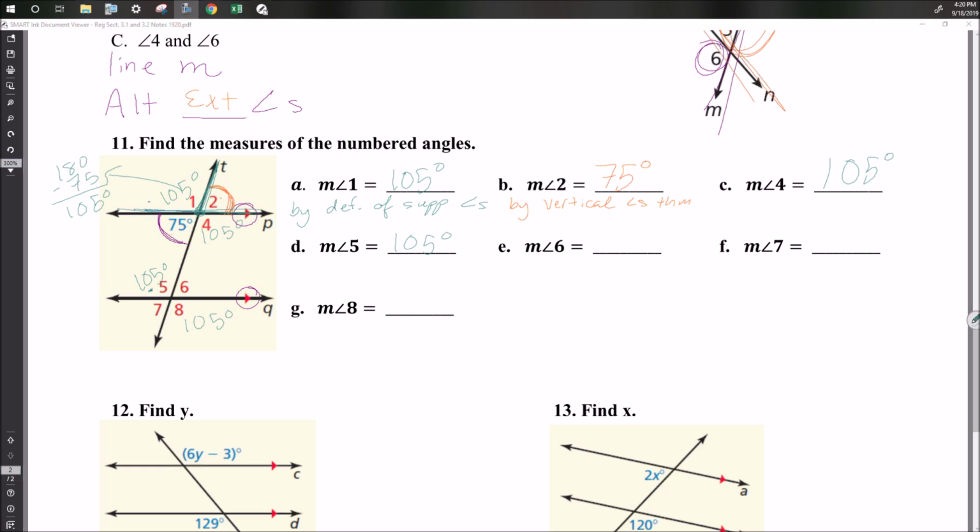I could also look at angle 1 and angle 8. Those are alternate exterior angles. They're on opposite sides of transversal T. They're outside of line P and line Q. Therefore, they're going to be congruent by the alternate exterior angles theorem.